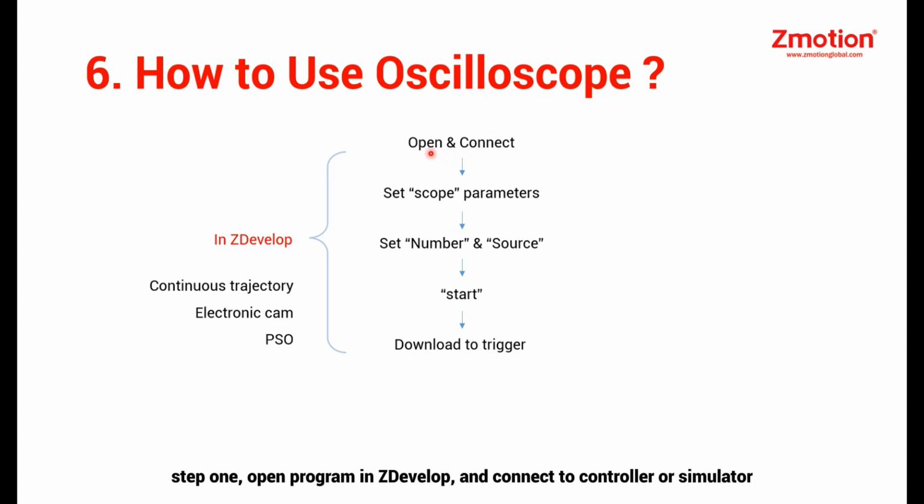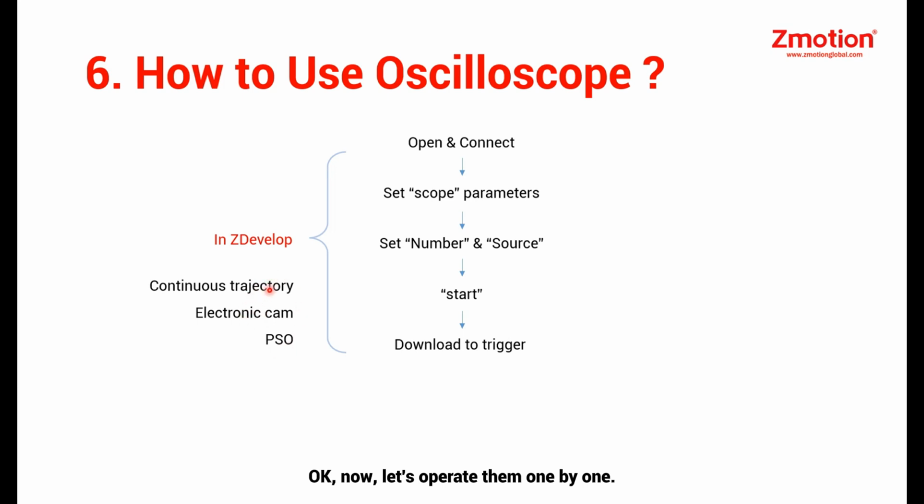Step 1. Open program in ZDevelop and connect to controller or simulator. Step 2. Open scope window, do settings, and click OK. Step 3. Set number and data type. Click Start. Step 4. Download the program into controller. This program has trigger command. Otherwise, click Trigger in window. Step 5. Observe the waveform and adjust some parameters again, if not completed.